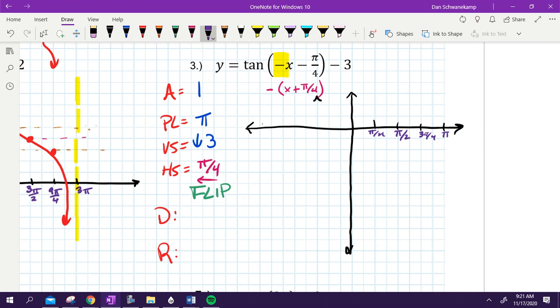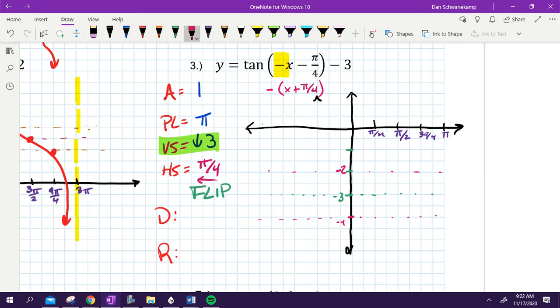Then I'm going to do midline. My midline is down here at negative 3. So I can go down here to 1, 2, negative 3. That's going to be my midline. My amplitude is 1, and so I'm being stretched up 1 and down 1. Again, I'm just doing a real basic dotted line there just to remind me more than anything else.